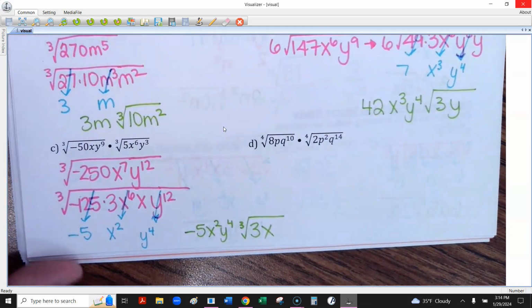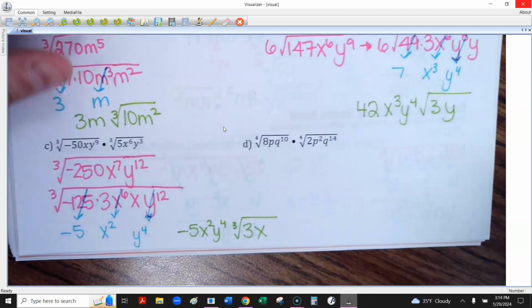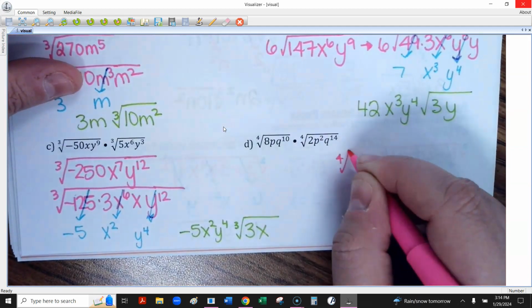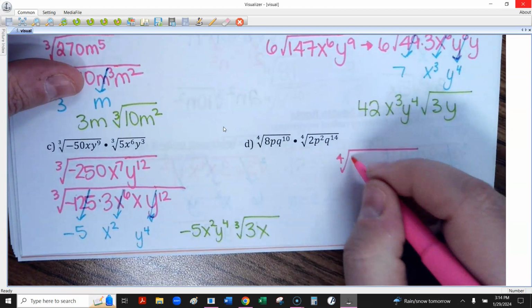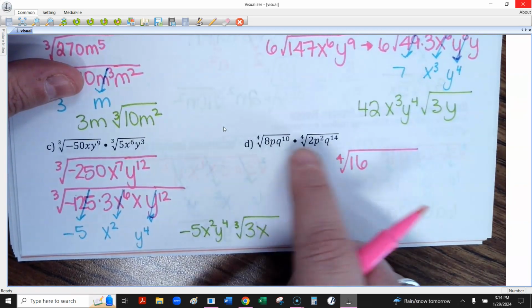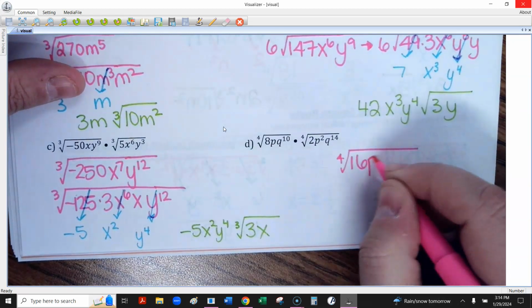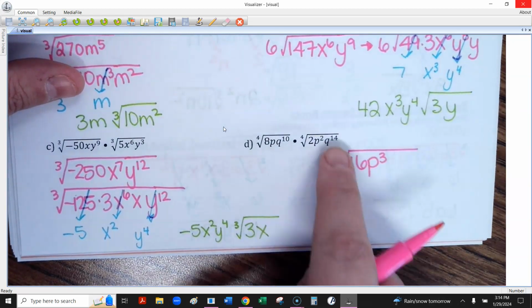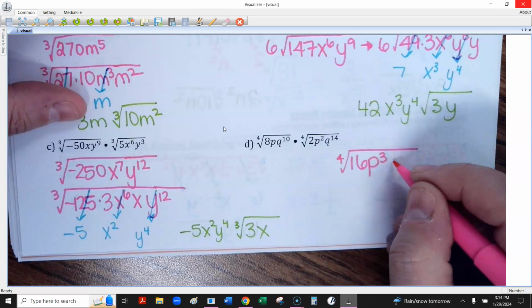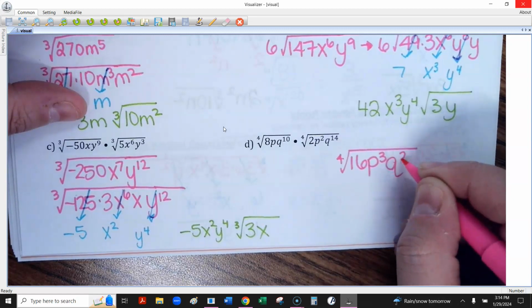This is a 4th root. All right, so multiply the numbers. 8 times 2 is 16. Add the exponents on the letters that are the same. So 1p here, 2 here, 3 total. 10 q's here, 14 here, so that would be 24 total.